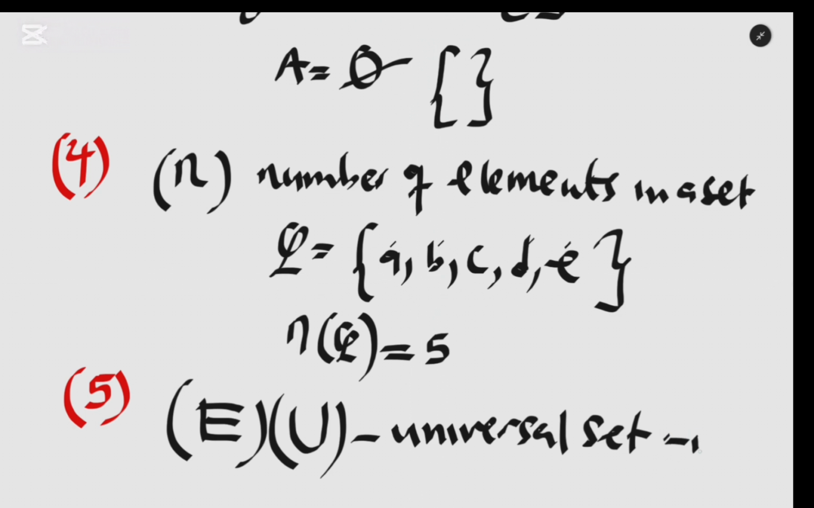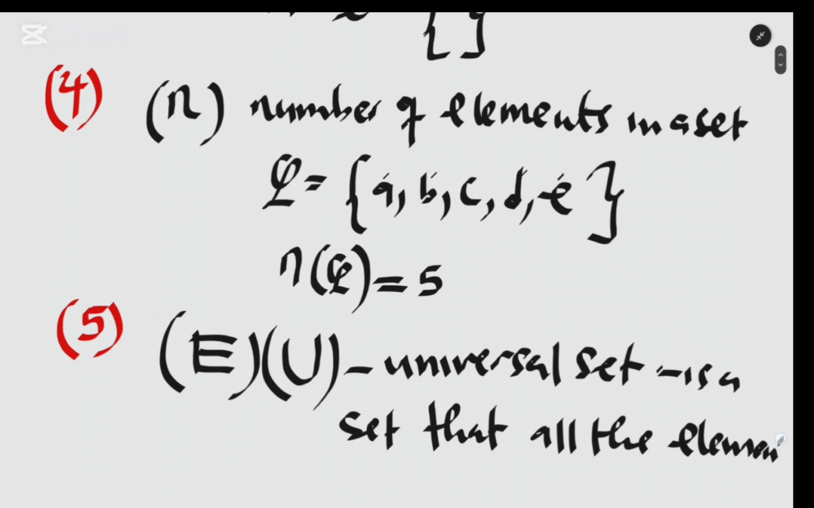The universal set is a set that contains all the elements in a certain context. What does it mean?